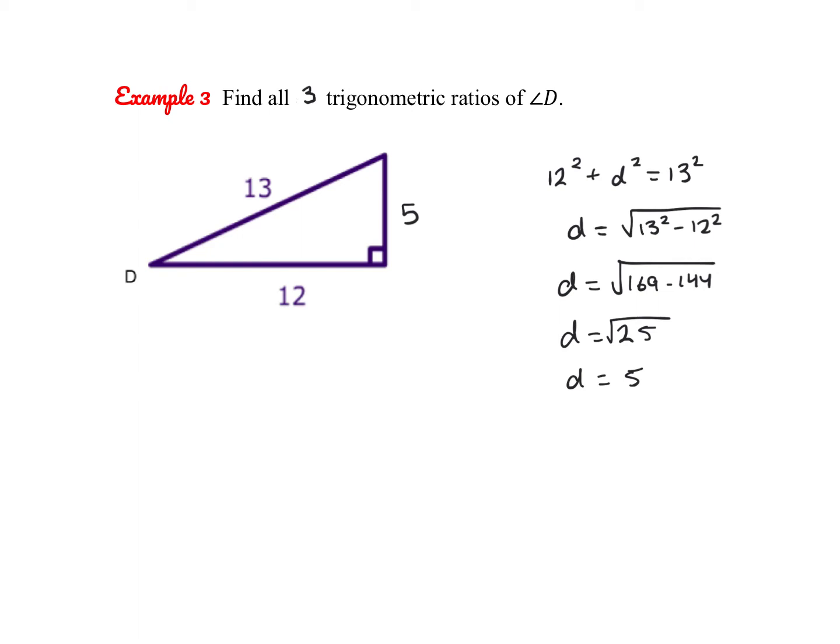Most of the time, one of the sides is going to be some radical, but there are some where all three are whole numbers. So this is one of them. 5, 12, 13 is what we call it, and again, it's called a Pythagorean triple.